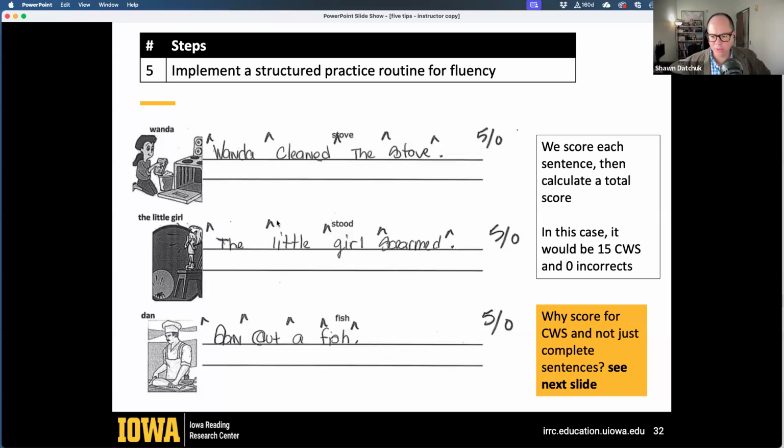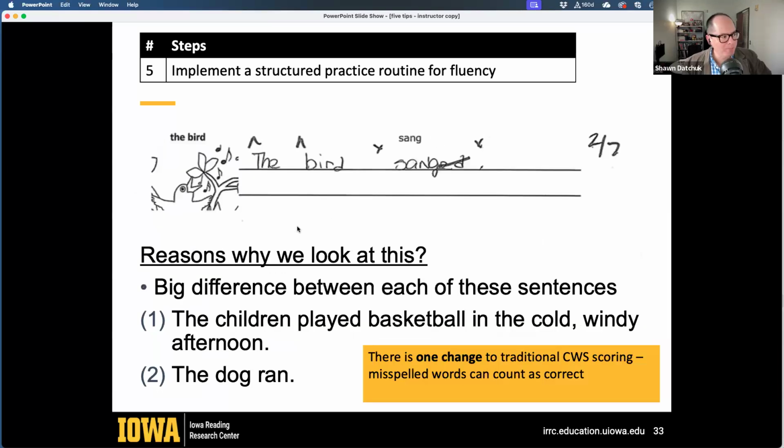And then why are we going through that trouble? Why are we taking this time? Well, there's a big difference between, let's say, these two sentences. So let's ignore this cute little bird picture here for a second. Let's say the children played basketball in the cold, windy afternoon. That's technically one sentence. It's more complicated. It has more, I think, what we'd call $1 million words than this second sentence, the dog ran.